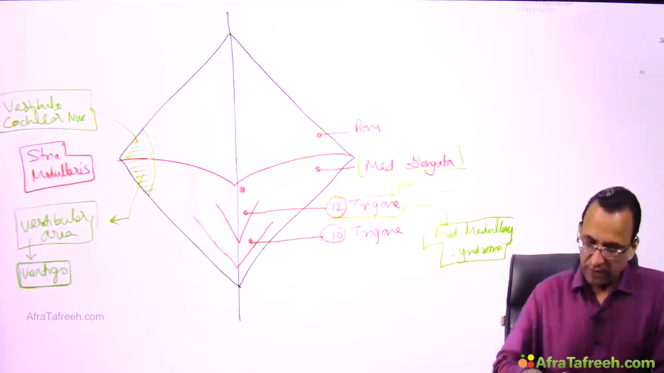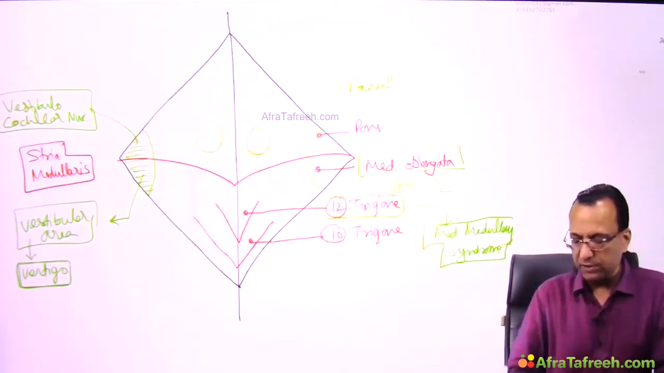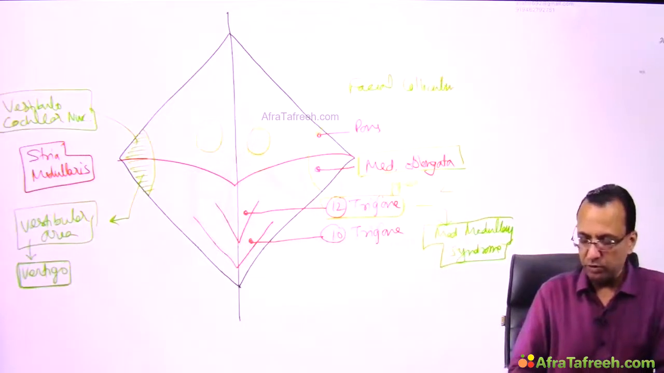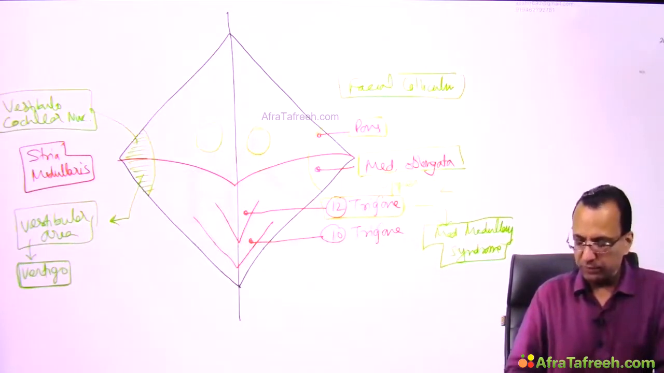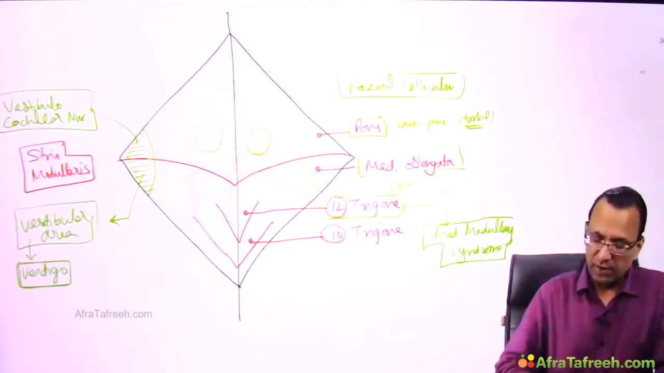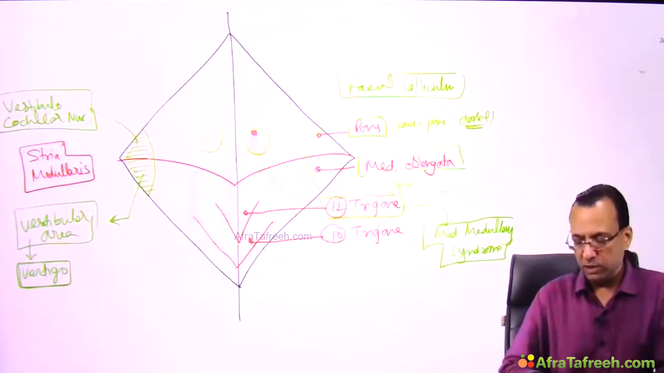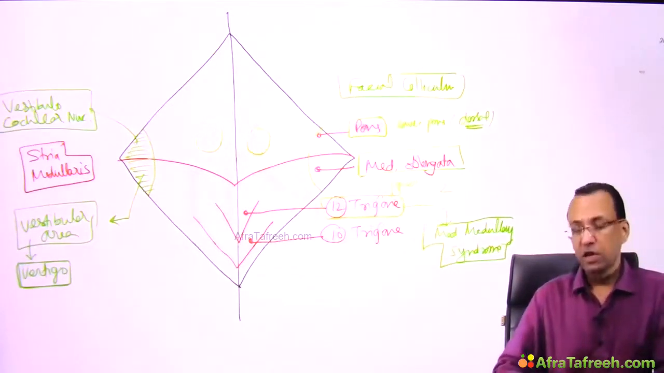Now, where do you see the facial colliculus? Actually, the facial colliculus is present on the pons. Where on the pons? The lower pons. Where on the lower pons? Dorsal side, of course. So where is the facial colliculus present? Floor of the fourth ventricle, which is also the lower pons on the dorsal side.